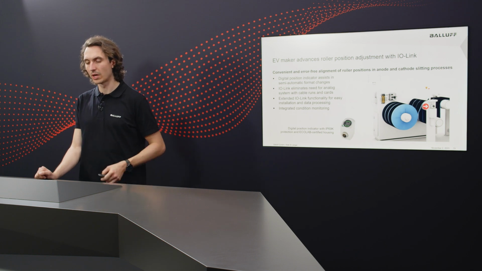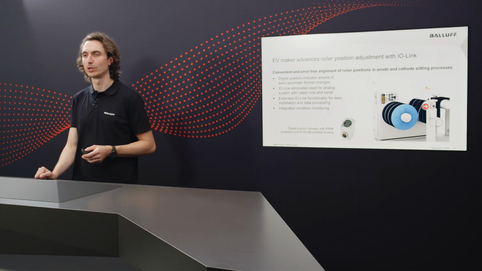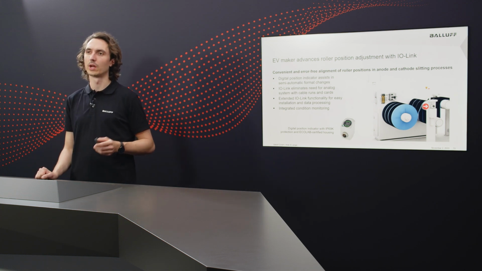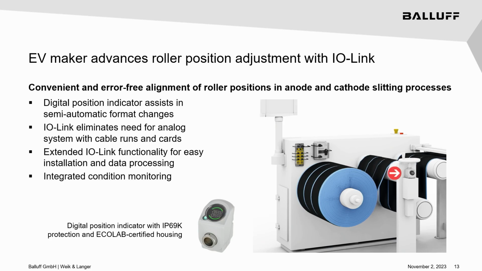So a practical example here is how an EV maker is advancing pretty much their roller position adjustment with the help of IO-Link and also with the help of digital position indicators here. And as I mentioned before, IO-Link here pretty much eliminates the need for analog systems with all the cable runs and cards and so on. And so also already from the hardware side helps you to reduce costs, but also, as I said before, makes it much smoother and straightforward to implement something like that, even maybe as a retrofit solution, replacing a former analog solution.